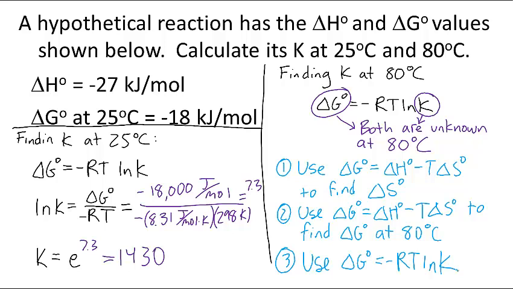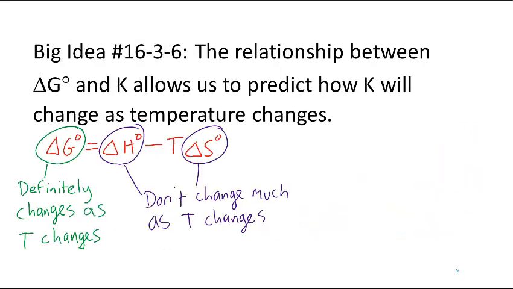So in step 1, you're finding delta S naught at 25 degrees Celsius. But what we said is delta S naught and delta H naught are pretty much constant with temperature. So delta S naught and delta H naught at 25 degrees Celsius are going to be the same as delta H naught and delta S naught at 80 degrees Celsius. By saying they're constant with temperature, I mean that delta H naught and delta S naught are fixed values. So delta H naught at 0 degrees Celsius and delta H naught at 100 degrees Celsius are the same value.